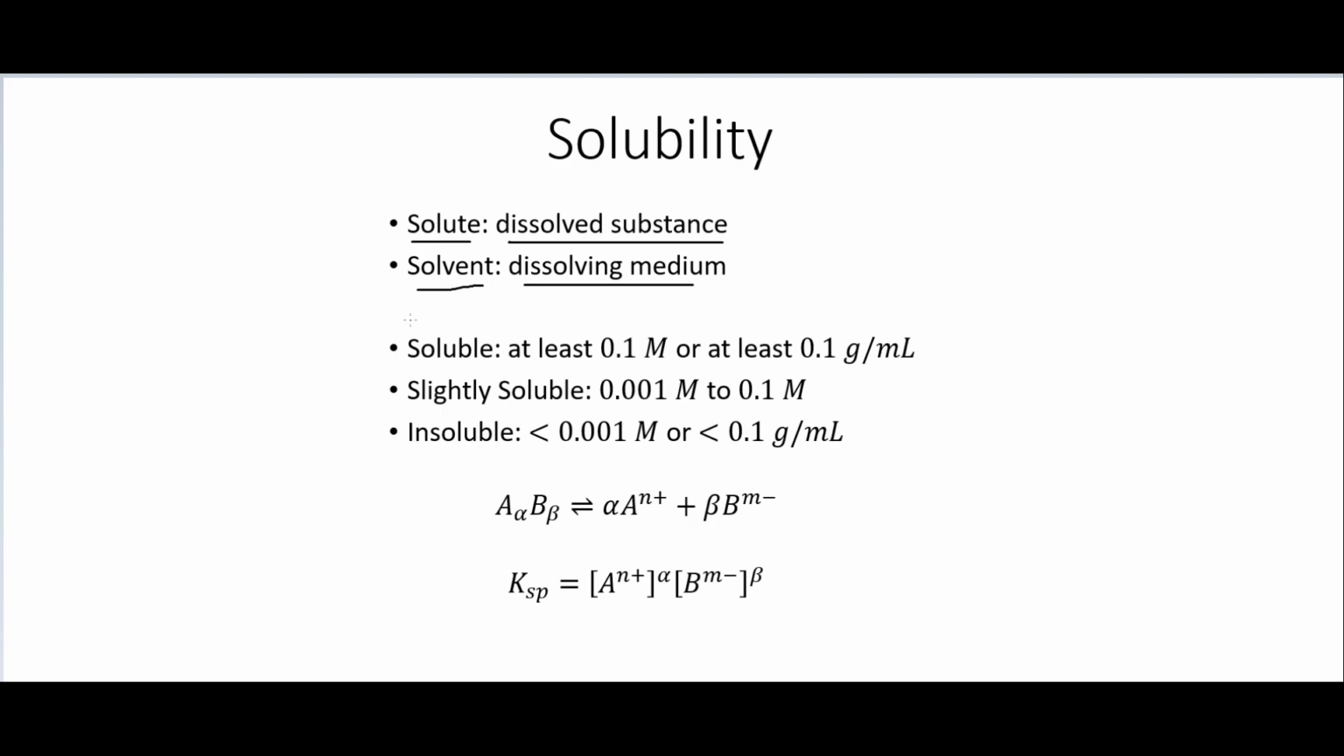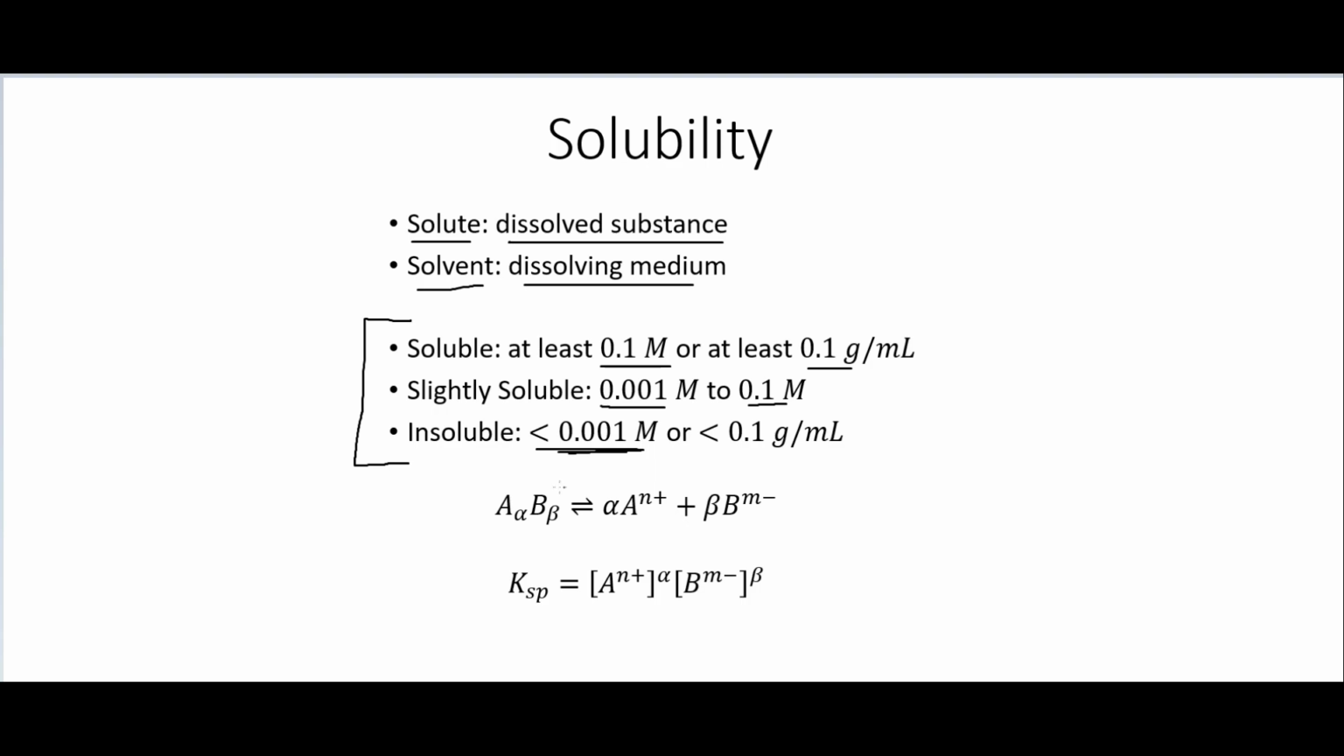Some general rules here that we can think of. Something can be considered soluble if at least 0.1 molarity can be dissolved into it. So if we can at least get a solution of 0.1 molarity, or at least 0.1 grams per milliliter. Slightly soluble is going to be between 0.001 molarity and 0.1 molarity, and insoluble is generally anything less than 0.001 molarity. So if you can't get a concentration higher than this, then we would consider that insoluble. Again, these are rules of thumb. These are not hard and fast things, but this is just a way we can think about solubility.